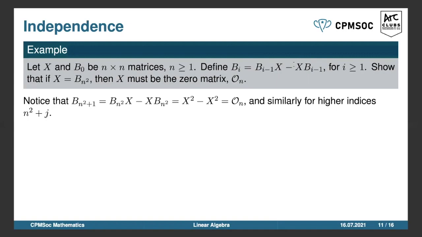But we're going to make the argument that if we have this special property that doing this n squared times gets you back to X, well, then we're going to say that can't happen unless X is the 0 matrix.